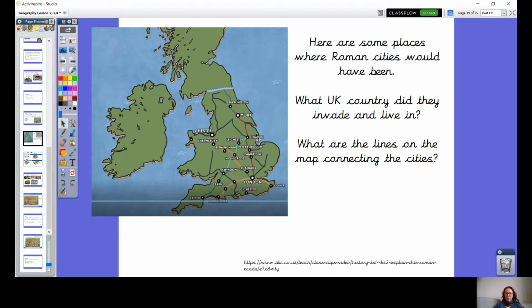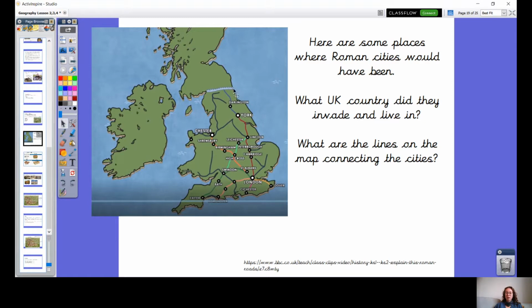Yeah, so we can see there are many, many settlements in the country of England. We've even got London on the map. I don't know if you spotted that. That's our capital city, isn't it? So they even built up London. And we've also got a couple of settlements in Wales, but we can see they were mostly in our country of England.